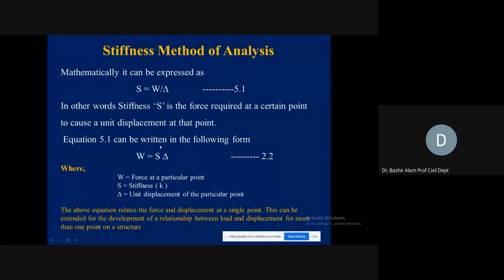Equation 5.1 can be written in the following form. If we reorganize, W will become equal to S delta, where W is equal to the force at a particular point, S is equal to stiffness, and in some books you will find this stiffness notation, instead of S, represented by K. And delta is equal to the unit displacement of the particular point.